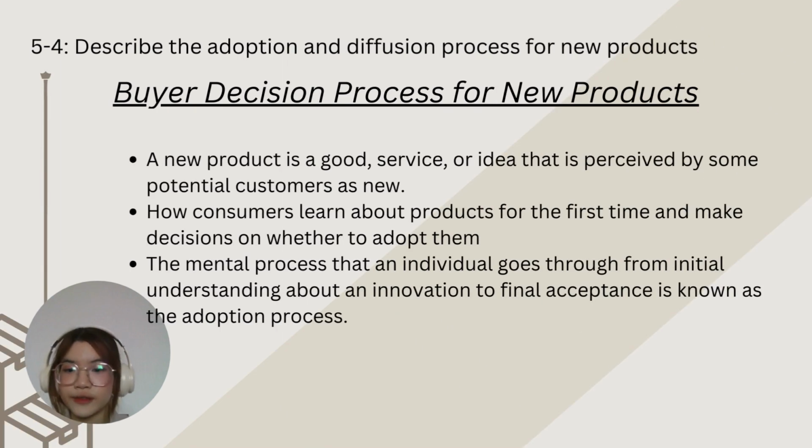So let's move to the fourth question: describe the adoption and diffusion process for new products. So, the buyer decision process for new products. Let's talk about the meaning first. A new product is a product, service, or idea that is considered new by some potential customer. How consumers learn about products for the first time and make decisions on whether to adopt them, and the mental process that an individual goes through from initial understanding of an innovation to ultimate acceptance, is called the adoption process.